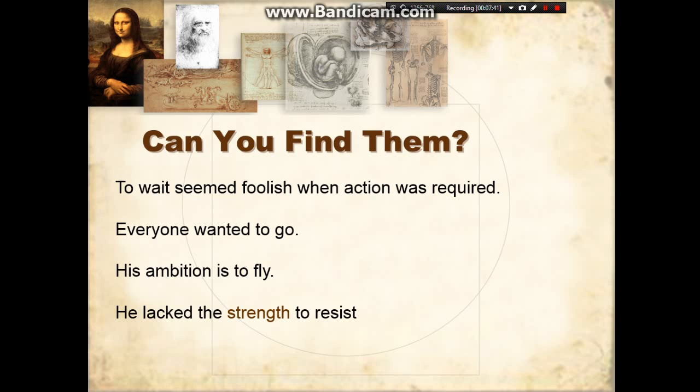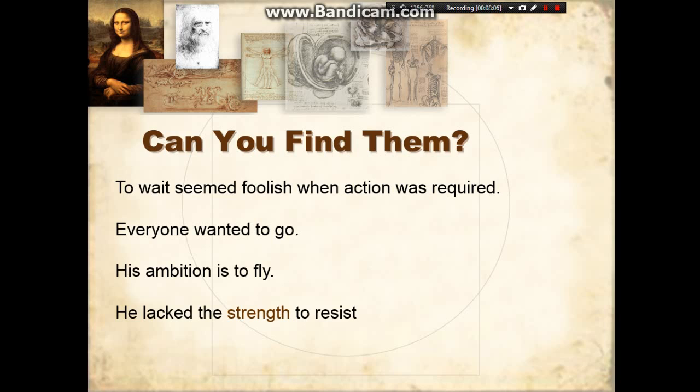Everyone wanted to go. To go is your infinitive, and it acts as your direct object. What did everyone want? They wanted to go, and wanted is an action verb. His ambition is to fly. In this case, to fly is your infinitive, and it acts as a subject complement because it follows a linking verb. Please always remember, is a verb. It's always a verb, always.